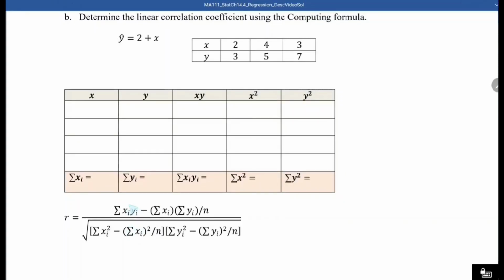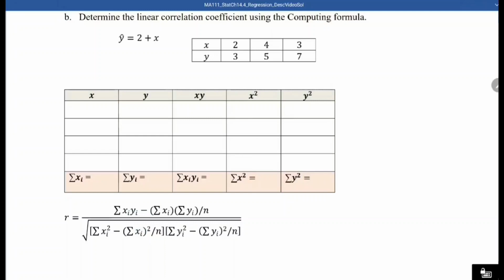The first term in the numerator is sigma x times y. So we need an xy column in the table, a column called x times y. And then sigma x, which we can obtain from the first column. All we need to do is sum up the x values. Sigma y is the summation of the y values. And then these are again the standard deviations of x and y. This is the formula for that, right?